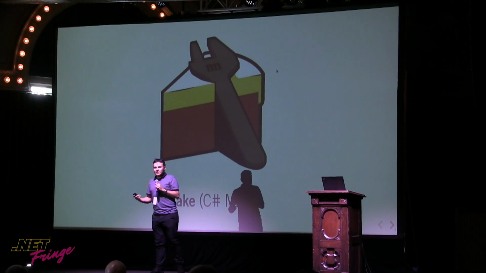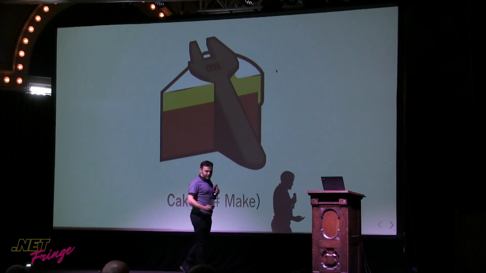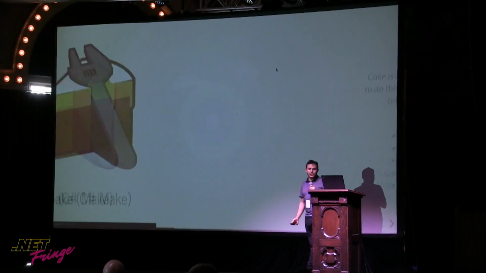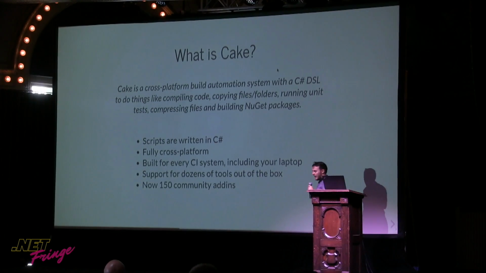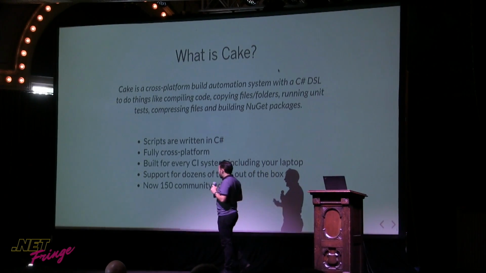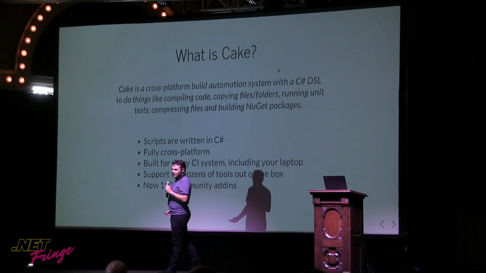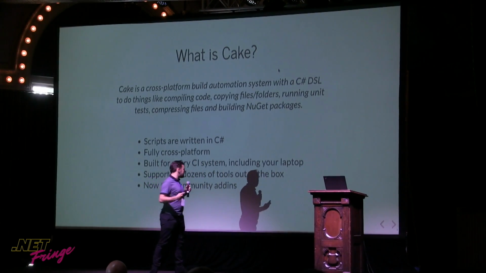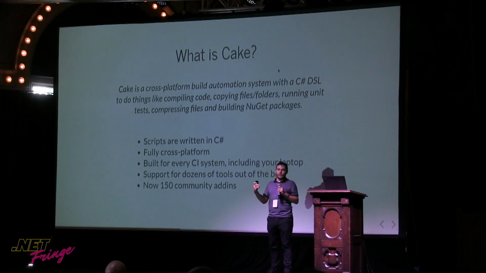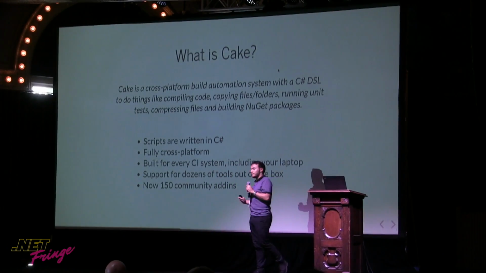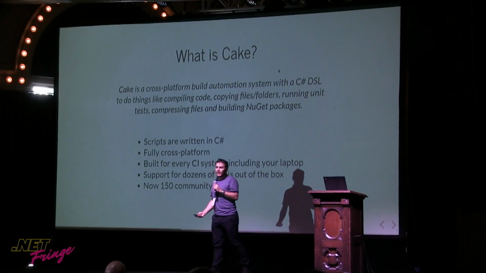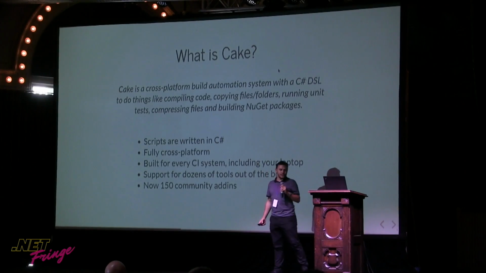Now, Cake is a DSL based on C#. It's actually a superset of C#. So a script for Cake looks like C#, but with some extra things in it. It's fully cross-platform, so it runs on Windows, Linux, and Mac OS. It's built for every CI system under the sun, and it's designed to be very, very simple to get going out of the box. We include a Visual Studio extension, we have VS Code support, there's a Yeoman generator, there's anything you need to get started, and it's all obviously fully open source.